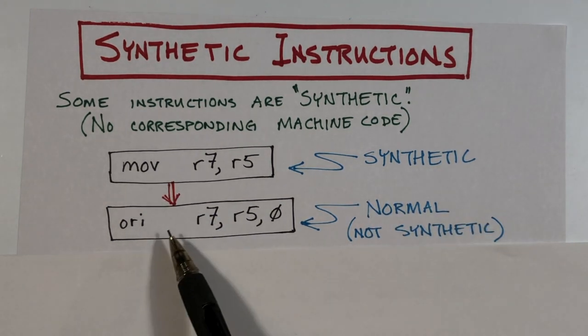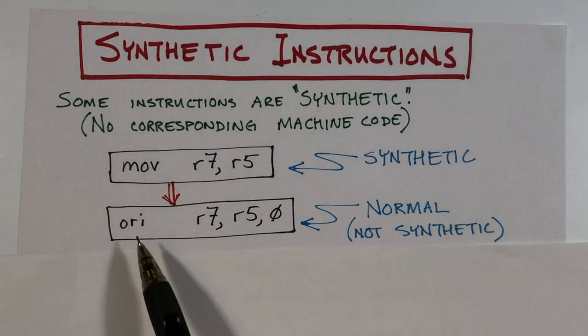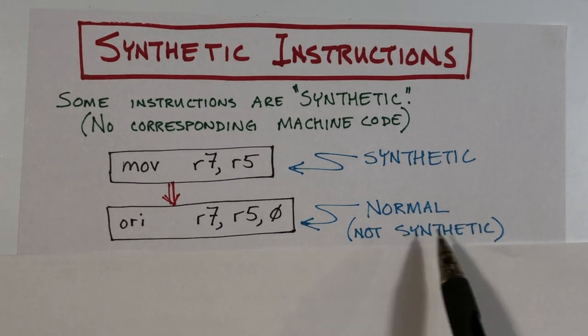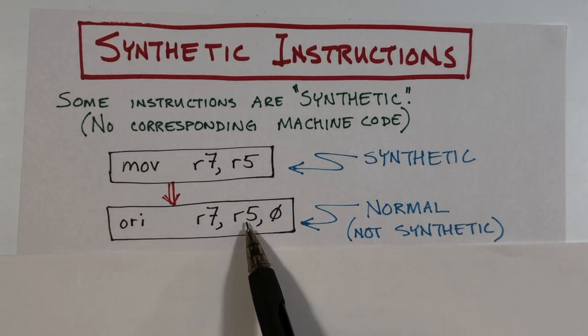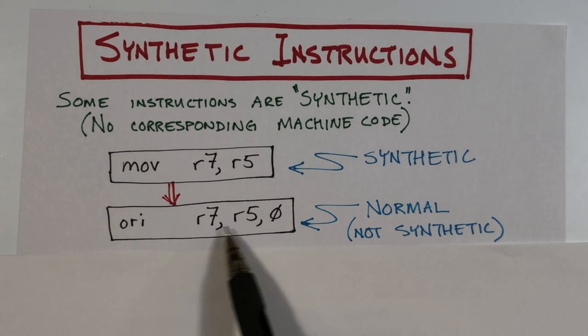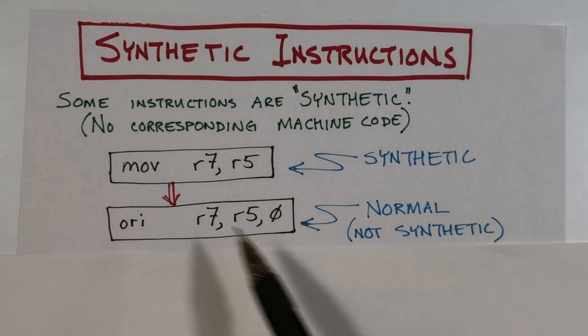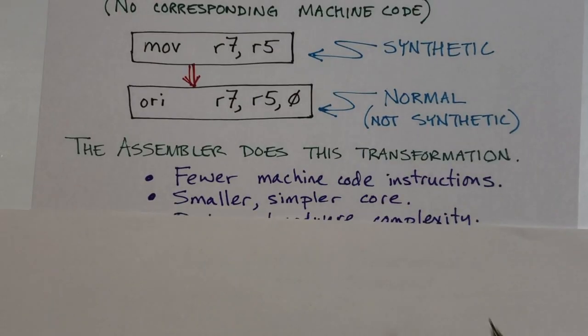So instead what happens is the assembler translates this move instruction into a very similar instruction for which there is a machine code. So the OR immediate instruction is a normal instruction. It's not synthetic. And you can see when you OR a value with 0, you're going to not change any of the bits. So this has the effect of just copying whatever value is in R5 into register 7. So the assembler performs this translation or this transformation.